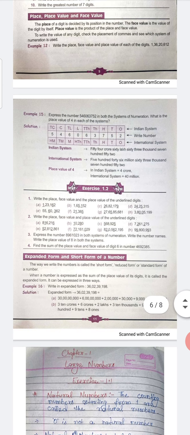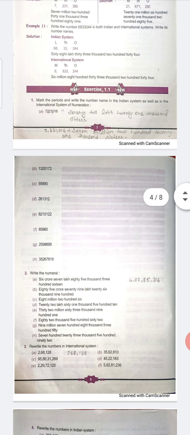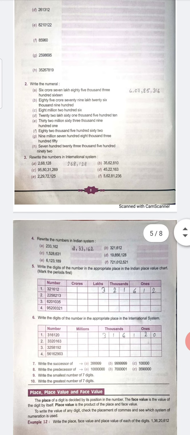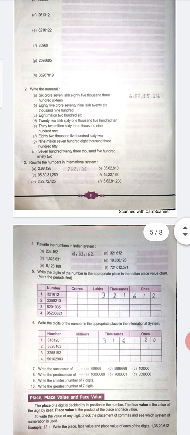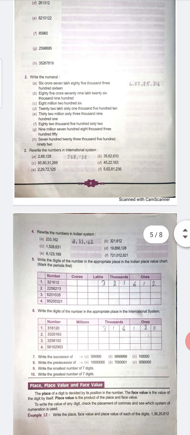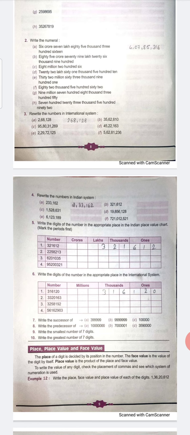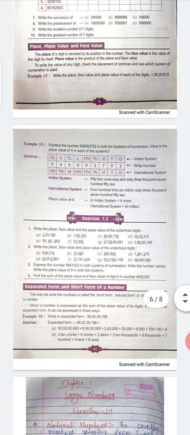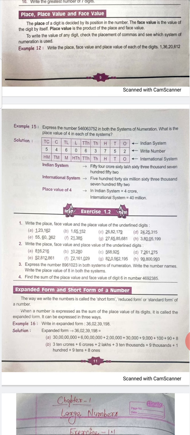Now you can solve exercise 1.1 and exercise 1.2 in your homework copy. Your homework is exercise 1.1, question number 2, 3, 4, 5, 6 in your maths book, and the rest of the questions in your homework copy. And exercise 1.2, all questions number 1 to 4 in your homework copy.